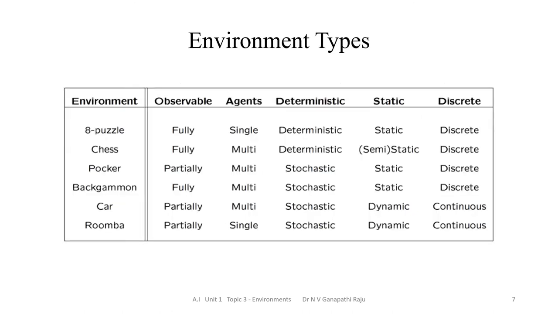Students, let us consider the 8 puzzle problem, chess game, poker, backgammon, car and Roomba environments and their environment types. Let us submit an assignment by considering a new environment with its environment types. In the next session, we will discuss agent types.